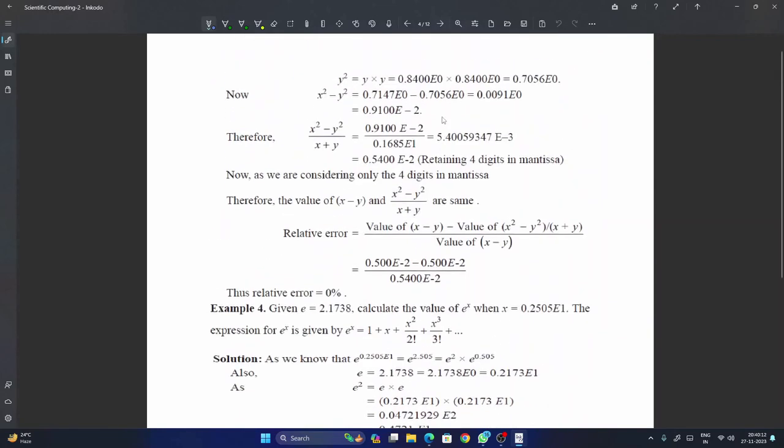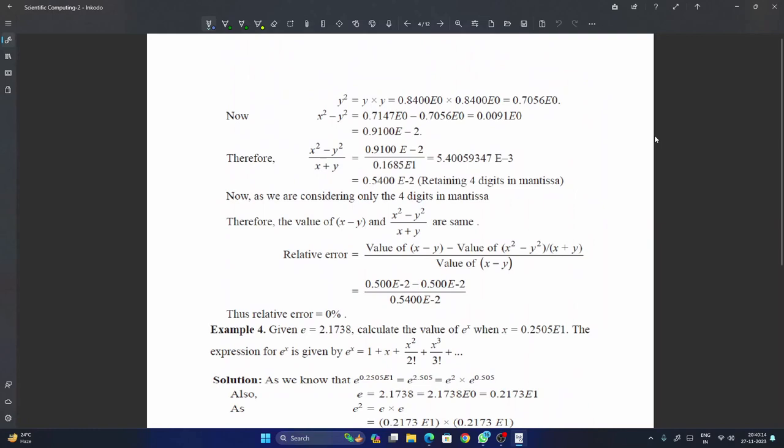Similarly calculate the y square values. So y square will be again after the truncations. Here no truncation is actually needed, because 84 into 84 will be 7056, and after that all zeros are only there, so it will be 0.7056. Then calculate the subtraction, x square minus y square. So it will be 0.7147 minus 0.7056. So that means 0.0091 E0. So again it will shift the point from here to there and it will be 0.9100 and exponent is minus 2.